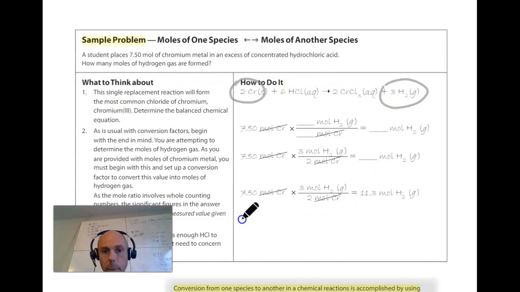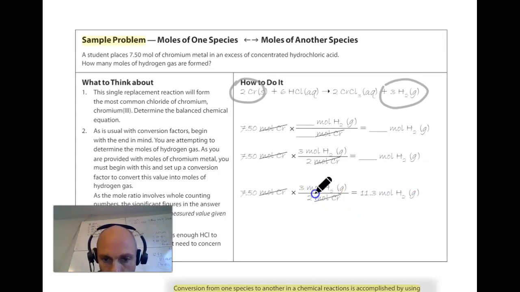So if we look at the bottom here, we begin by writing moles of chromium, like we normally would in a DA box. You always say we put it over 1, the book doesn't. And then we see this mole ratio that exists between what we're trying to get to, moles of hydrogen gas, and moles of chromium, with 3 moles of H2 over 2 moles of chromium, so that moles of chromium cancel. We're left with 11.3 moles of H2 gas, which is 1.5 times 7.5, because the ratio is 3 to 2.